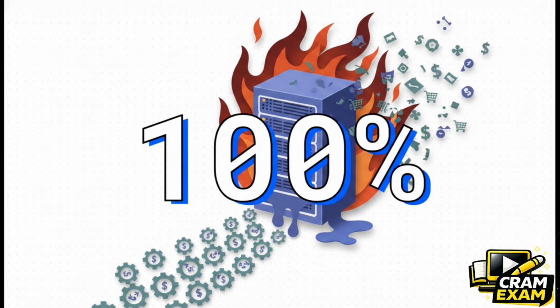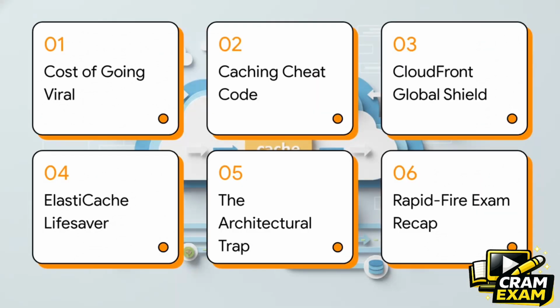Why did this happen? Well, it's because you forced your system to do the exact same hard work a million times in a row instead of working smart. To survive a massive traffic hit like that, you absolutely must master caching.